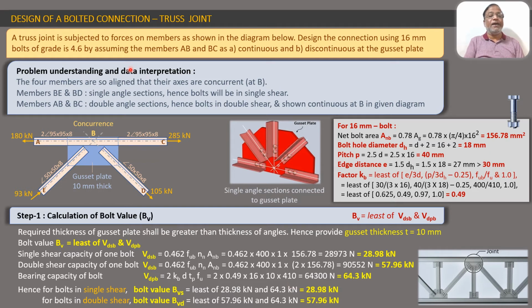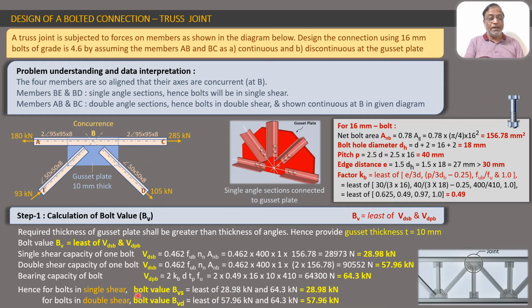This is not directly given. So when fu of the plate is not directly given, most commonly we use the grade Fe 410 for the plate. So we will always assume it as 410. So by the substitution of these values, we get the value of Vdpb, that is the bearing capacity of bolt, as 64.3 kilonewton. Now at the end of this step, we calculate the bolt value for single shear separately and bolt value for double shear separately.